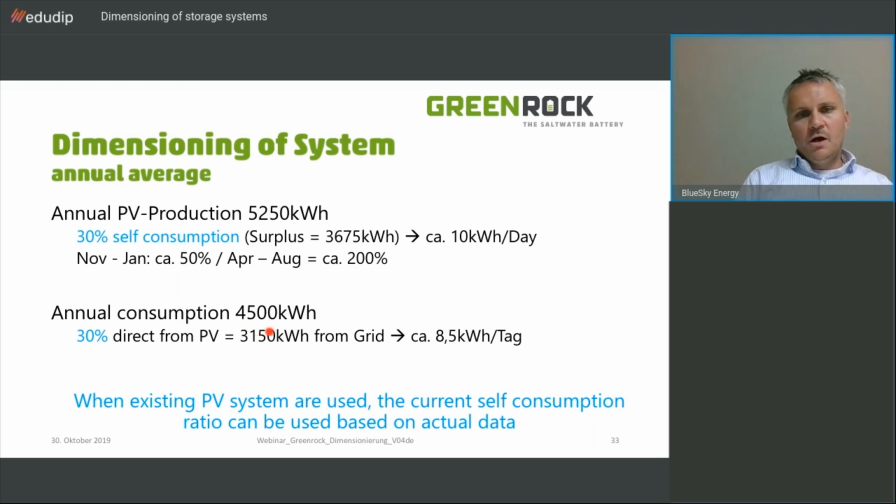And talking about the autarky, we have got about 8.5 kilowatt hours per day, which we are sourcing from that grid in that specific example without adding any battery or EMS.